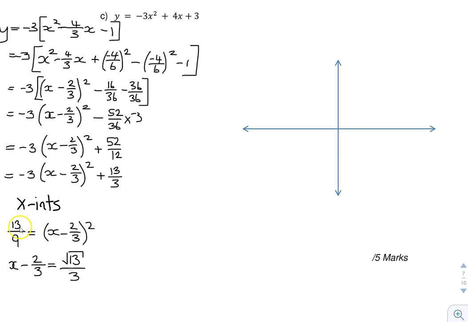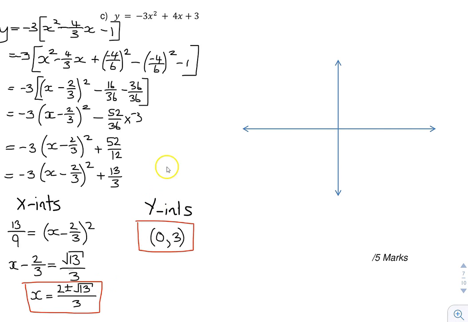Then taking the square root of this, so root 13 on 3, and plussing 2/3 to both sides. That's my x-intercepts. My y-intercept can be read straight off my original equation, with my c value being my y-intercept. The last is my turning point. I've already converted my equation into turning point form, which means that when I go to find my turning point, I can read it straight off this as 2/3, 13/3.